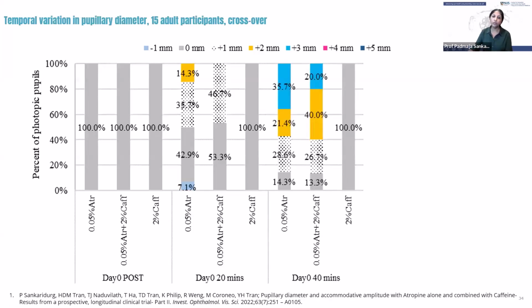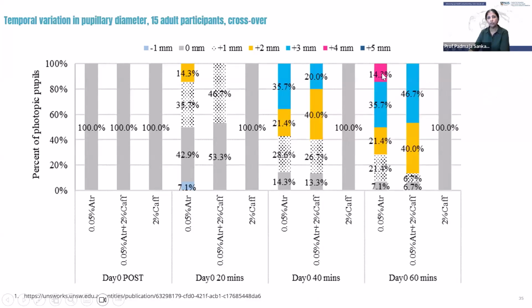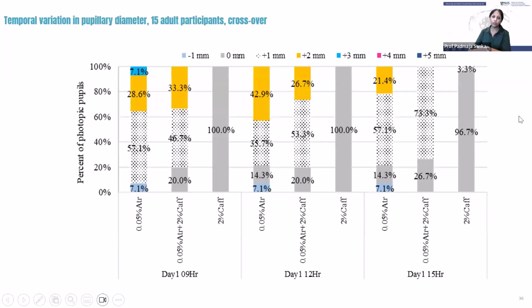Now we go to 40 minutes. Again, you can see that a lot more of the eyes in the atropine group alone are showing a bigger increase in pupillary diameter, whereas the combination group seems to be lagging behind. And at 60 minutes, in the atropine group alone, some eyes show as much as a 4 millimeter increase in pupillary diameter, but we do not see that in the combination group. By the way, I should mention that this was a double-blind trial, so the examiners did not know what the participants were receiving. Then we got the participants to come back the following day, and we looked at how they were tracking back to baseline.